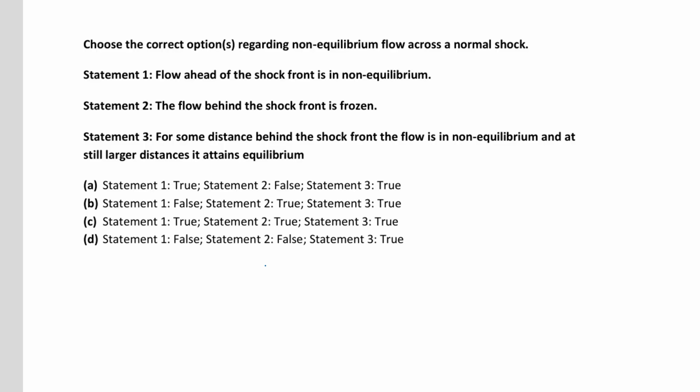Choose the correct option or options regarding non-equilibrium flow across a normal shock. Statement 1. Flow ahead of shock front is in non-equilibrium. Statement 2. Flow behind the shock front is frozen. Statement 3. For some distance behind the shock front, the flow is in non-equilibrium, and at still larger distances, it attains equilibrium. There are 4 options.